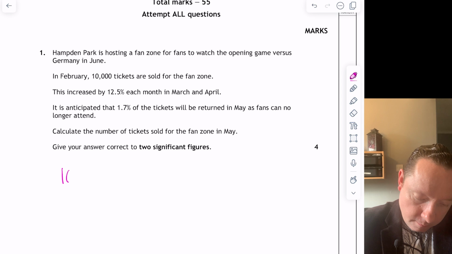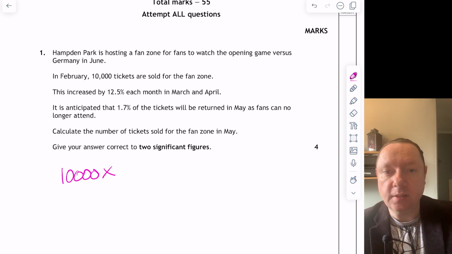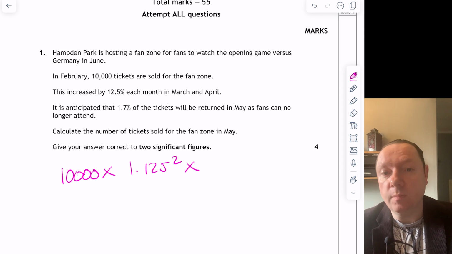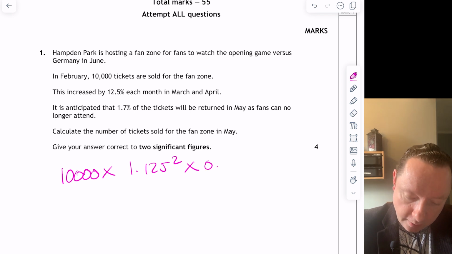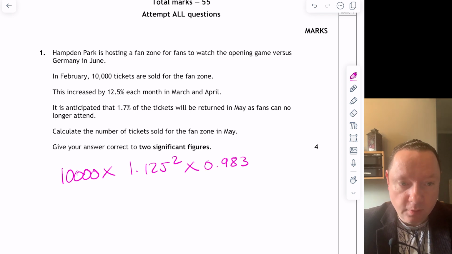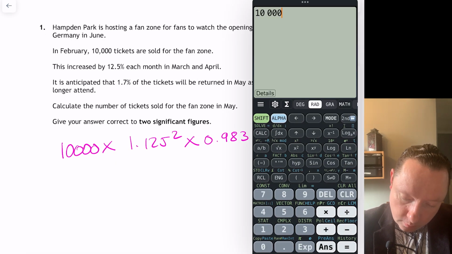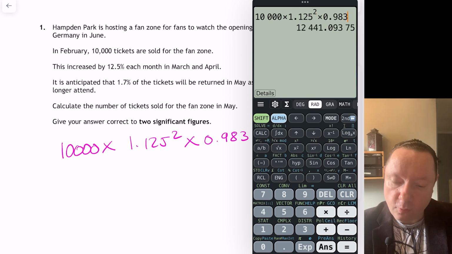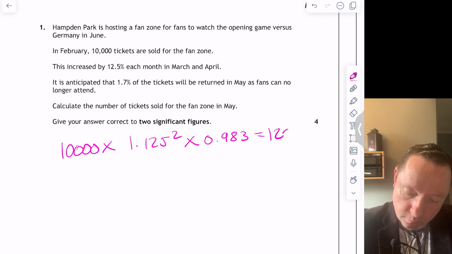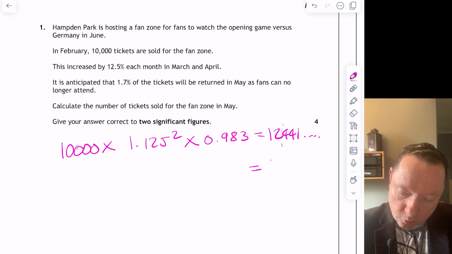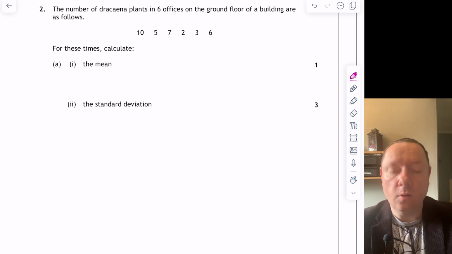So we've got 10,000 times 12.5%, so 100 plus 12.5 divided by 100, 1.125, for 2 months. Then 1.7% is returned, so you do 100 minus 1.7 divided by 100, 0.983, and that's just 1 month. Work that out in a calculator and you get 12,441. But you have to round to 2 significant figures, so it's 12,000. And we're done there.